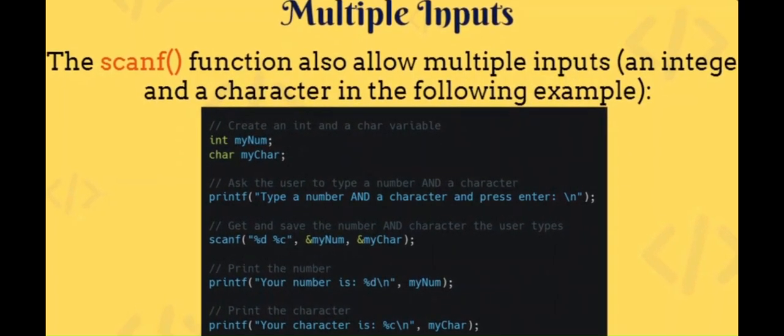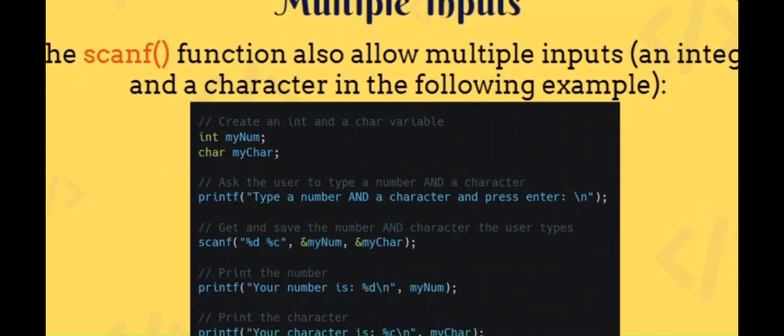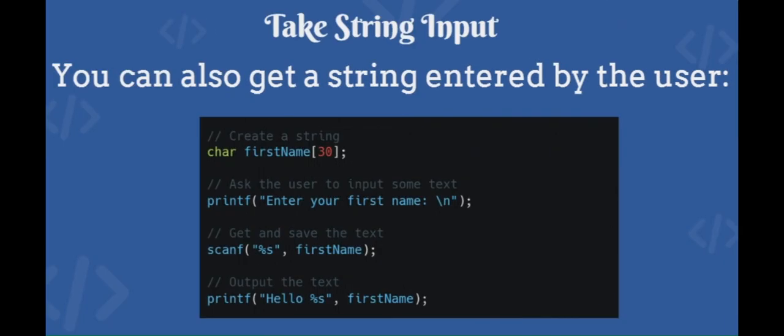Multiple inputs. The scanf function also allows multiple inputs, an integer and a character in the following example. Take string input. You can also get a string entered by the user, like in this example. Note that when working with strings in scanf, you must specify the size of the string or array. We used a very high number, 30 in our example, but 80 at least, then we are certain it will store enough characters for the first name, and you don't have to use the reference operator.